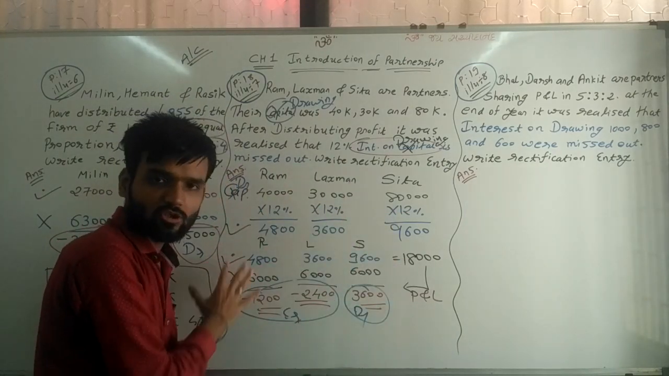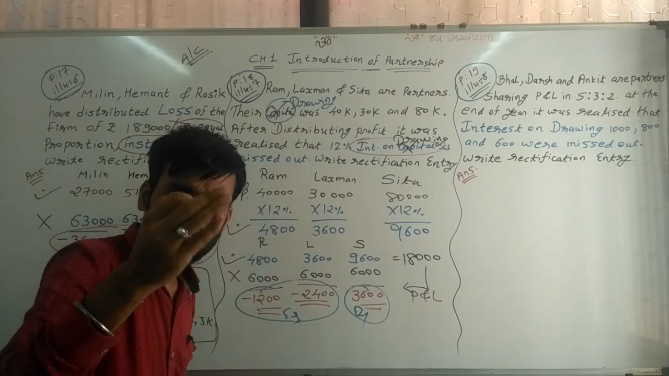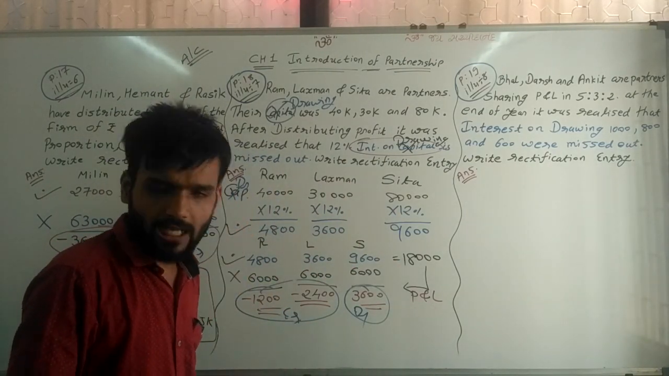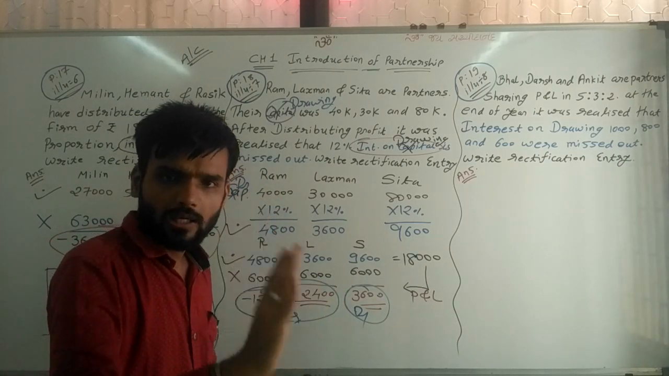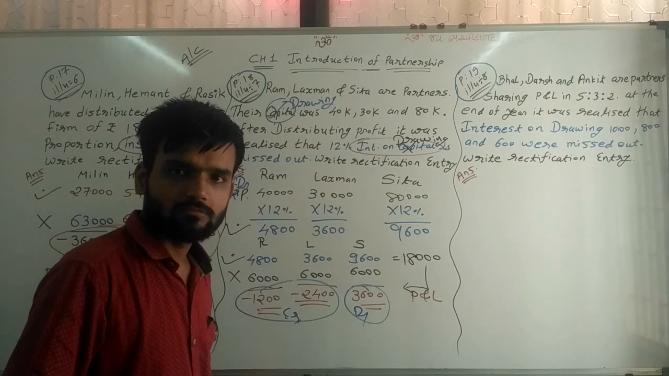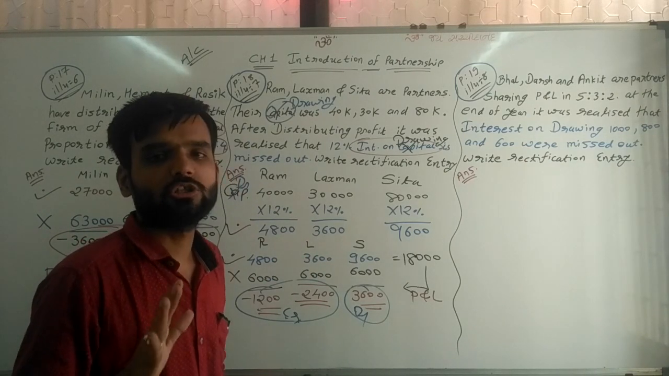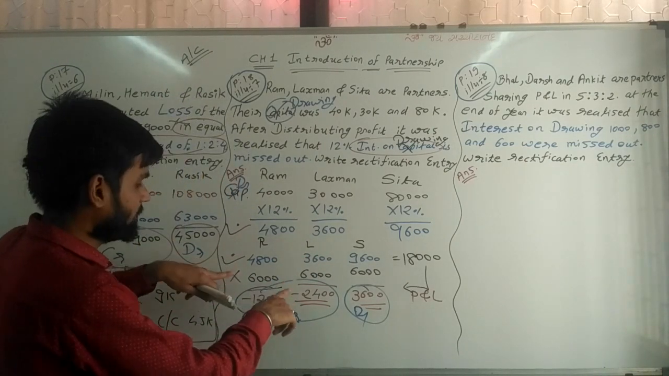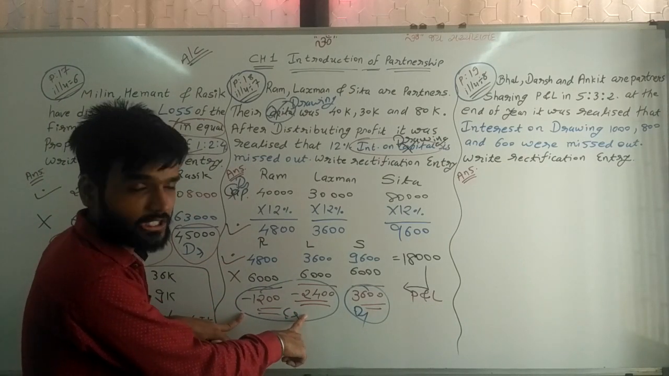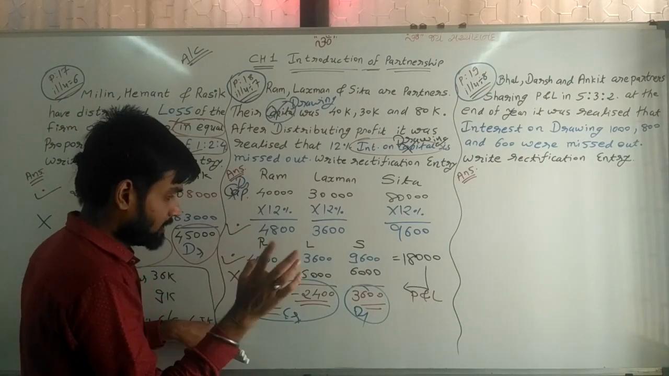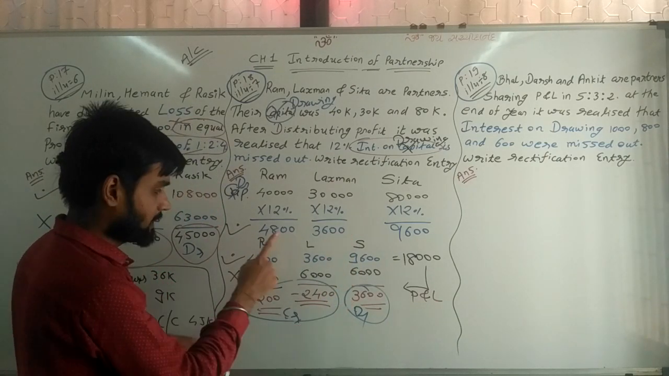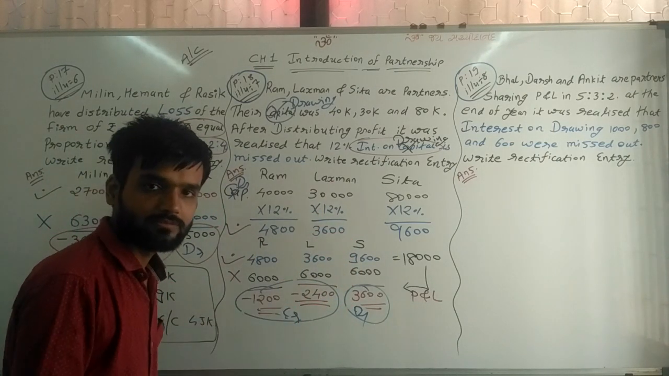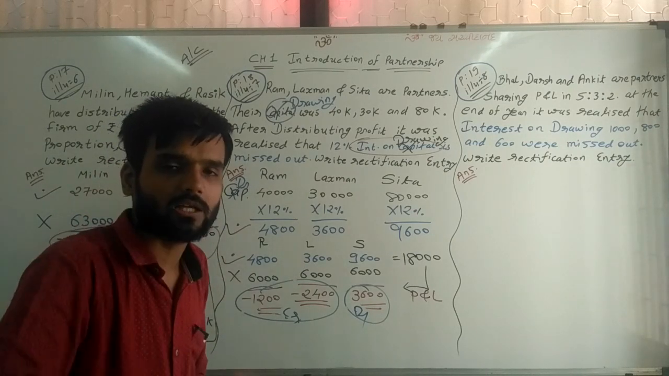Now what is your answer? It is not your answer. You have to write the journal entry. That is your answer, and by making proper columns, particulars, LF, debit, credit, that you need to prepare. So the journal entry for interest on drawing should be: Sita debit, Ram credit, Lakshman credit, and capital or current.